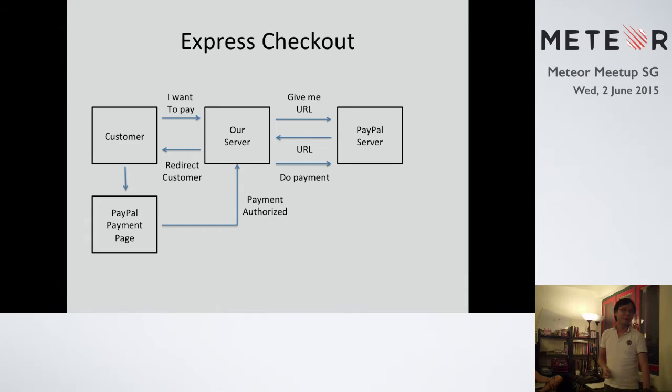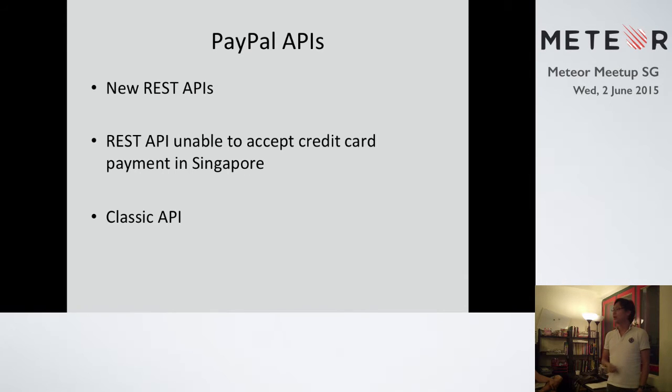A little bit about PayPal APIs. They have a few different APIs around. First of all is the REST API. The REST API is the latest new API, but it's not able to accept credit card payment in Singapore. If you were developing something new and did not know about this, you may waste a fair bit of time. I verified this by sending them an email, and they said PayPal Pro is only doable with a PayPal Pro account, which is only available in the US and some countries. So you need to stick with the old classic API. My suggestion is that if you want to use the PayPal API in the future, you email them first and ask which account you can use in Singapore.